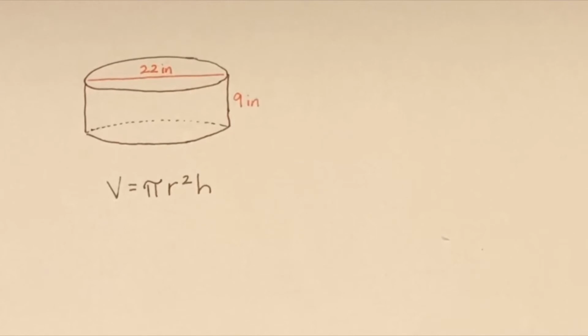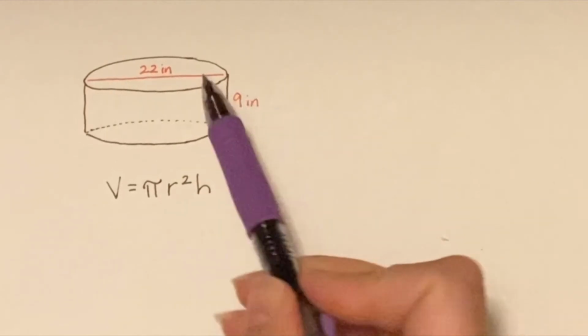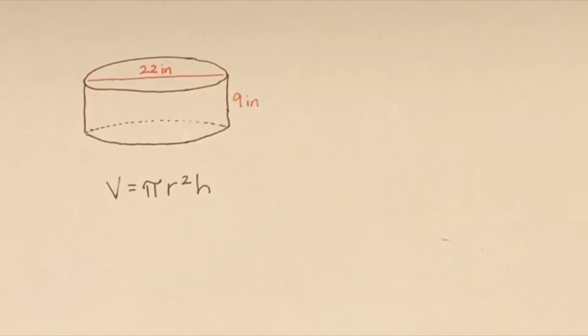Thanks, Mrs. Savage. Here we go. Another cylinder for you. Notice how Mrs. Savage's was a very tiny circle, but it was super tall. Here we've got a super short cylinder, but a really wide base. So we are looking at this one.